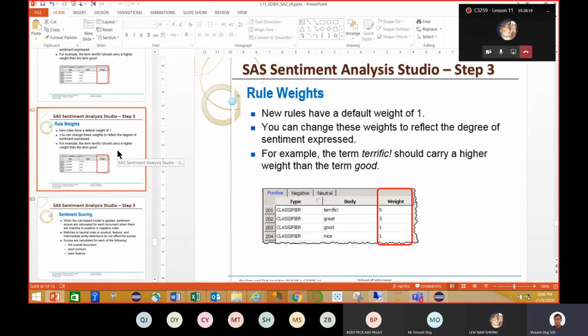Some are cultural, as I mentioned just now. For example, I always use the word shiok. When you eat something, you say, oh, really shiok. When you mention shiok, it's more than just good, right? So it's something that's very weighty, so you may want to give it a higher weightage. It's very cultural as well.